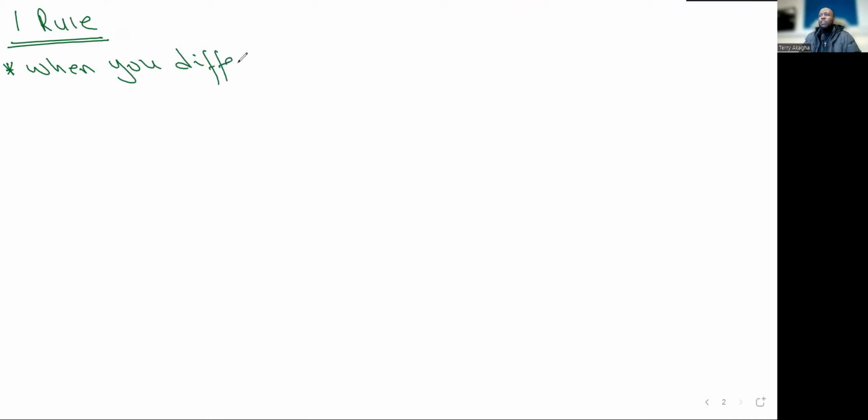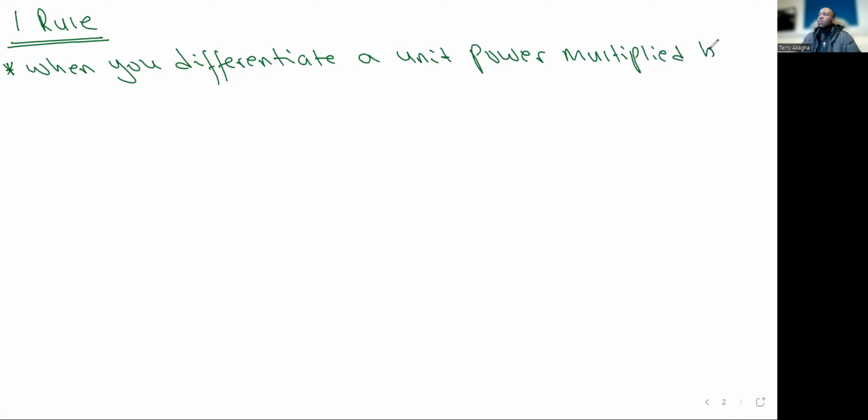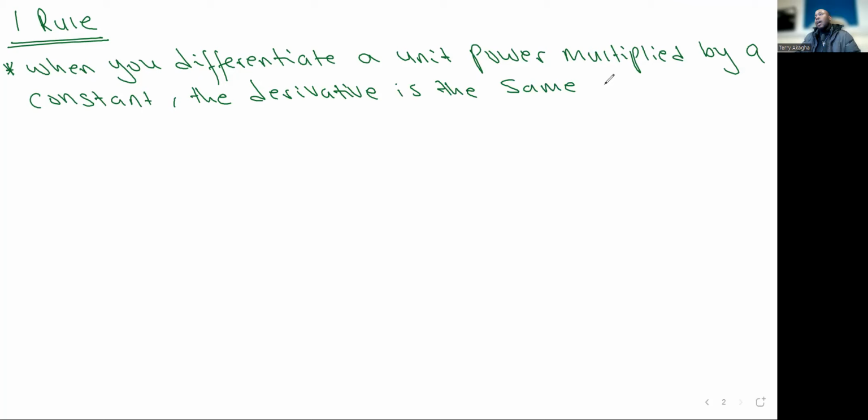So the rule states that when you differentiate a unit power multiplied by a constant, the derivative, like dy over dx, is the same as the constant.